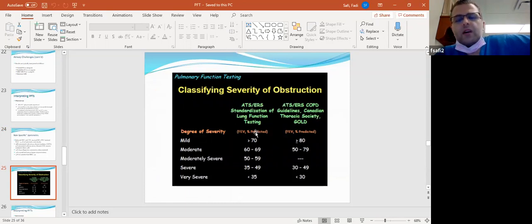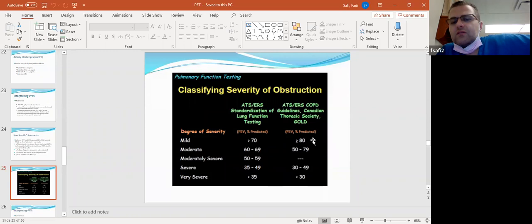Now, some values: the ATS, the American Thoracic Society, takes the obstruction at 70%. The GOLD stages take it at 80%. In our hospital, we depend on the American Thoracic Society guideline, and we look at 70. So if it's 70 or less, it's mild. If it's 60 to 69, it's moderate. If it's 35 to 50, severe. And if it's less than 30, severe.